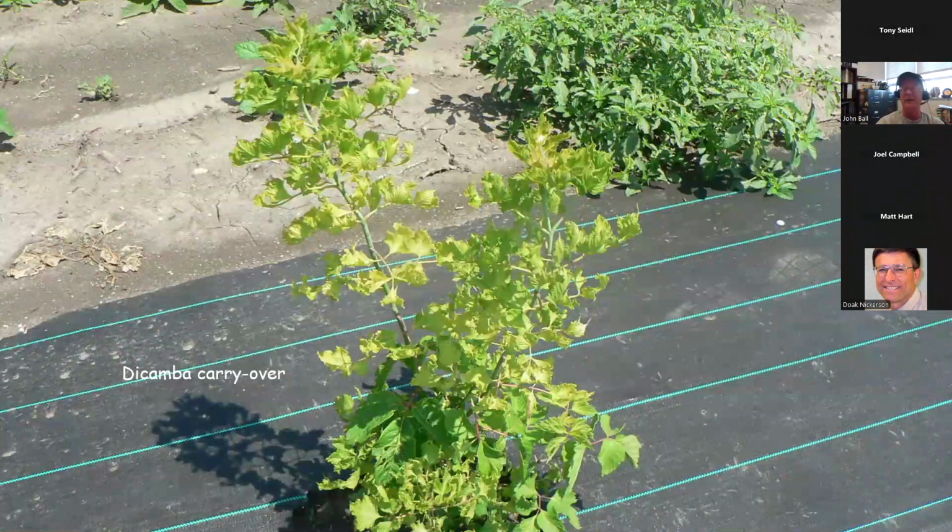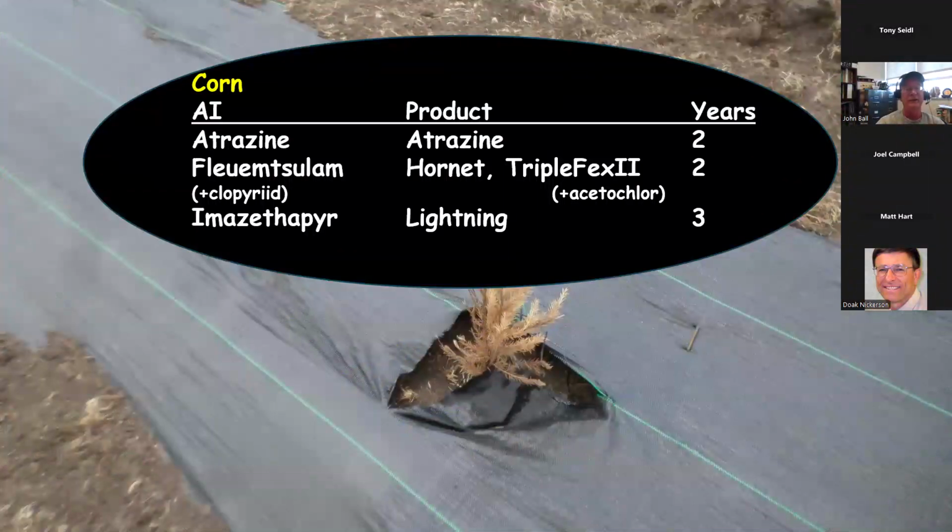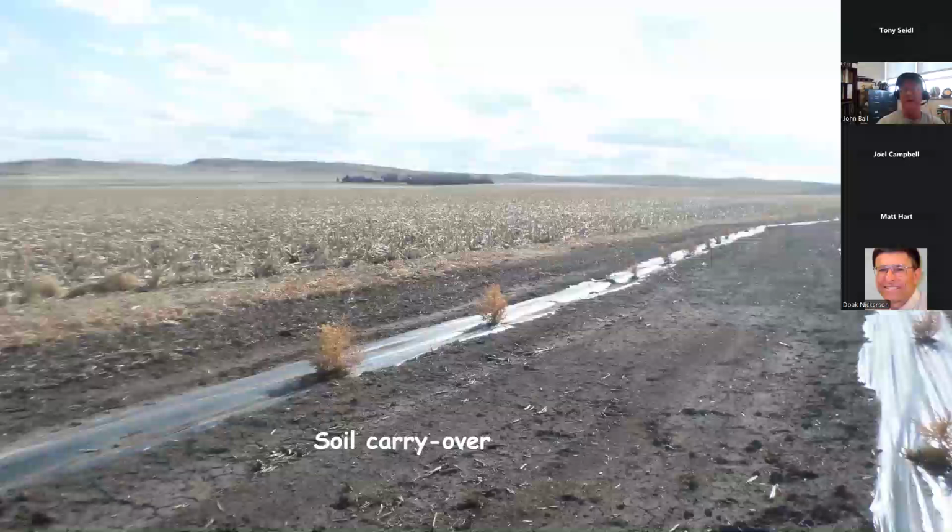Here's some dicamba carryover. Notice how we're getting that bleaching out of the plants. Corn, atrazine, 2 years, some 3 years here. Triflex, as I mentioned, is 2 years. This was an interesting carryover injury. I went out there and looked.